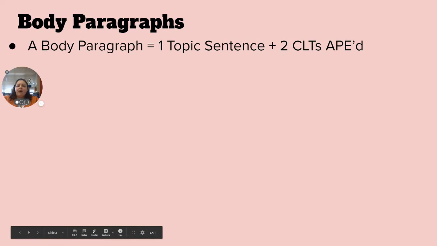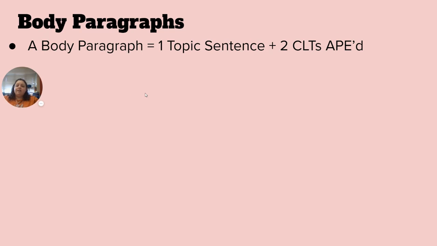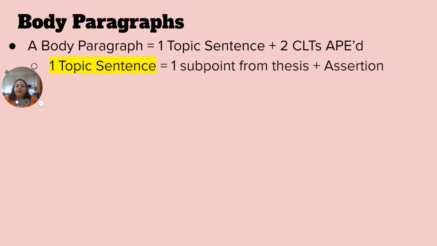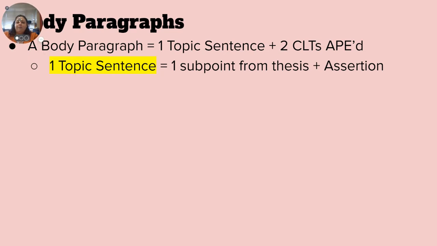So first, a body paragraph consists of 1 topic sentence and 2 CLTs that are APEd. And I'm going to take you through what all of these things mean. So the topic sentence is the first sentence of your body paragraph. The first sentence of the body paragraph must tell the reader which subpoint from the thesis you are writing about in this body paragraph and what you are asserting.